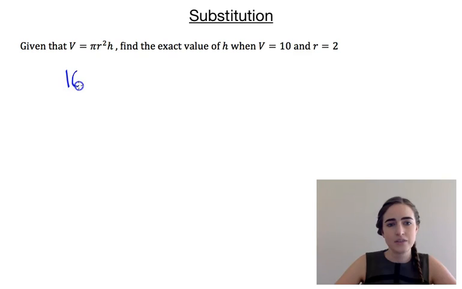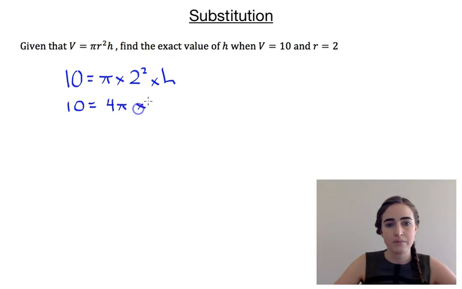We know that v is 10, so we're going to have 10 is equal to pi times r squared, which was 2 squared, times h. So let's simplify this side first before we keep going. So that'll be 10 is equal to 2 squared is 4, so 4 pi times h. Now we want to get h on its own. So to do that, we need to get rid of this 4 pi. Because it's 4 pi times h, we're going to divide both sides by 4 pi. So we're going to have 10 over 4 pi is equal to h.